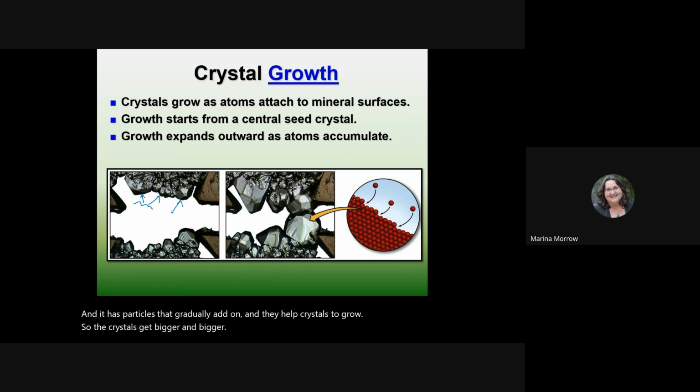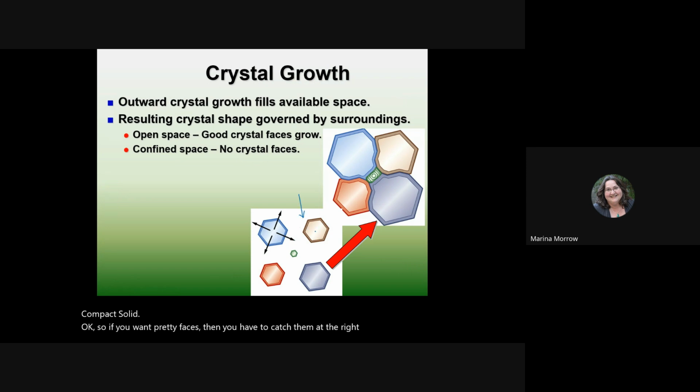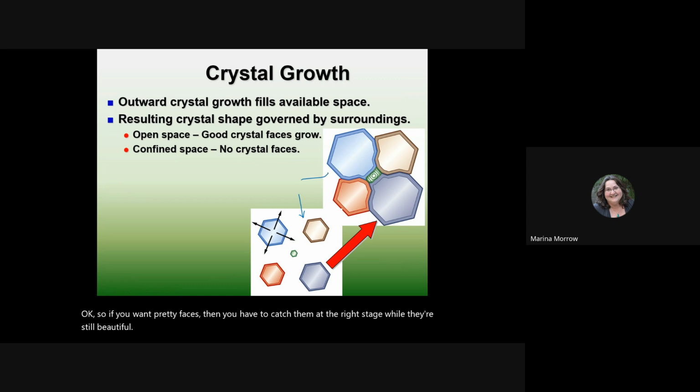They expand outwards. Now, you have nice faces where there's room, but when they start to jam together, then you just get a jumbled mess. Compact solid. Okay, so if you want pretty faces, then you have to catch them at the right stage while they're still beautiful, because eventually they will smoosh together.